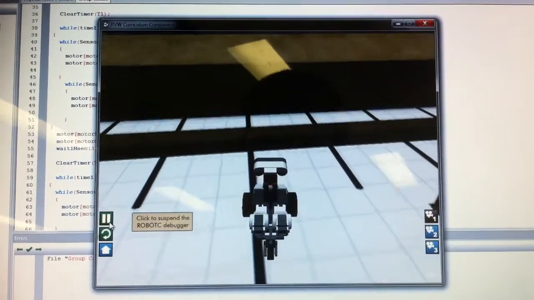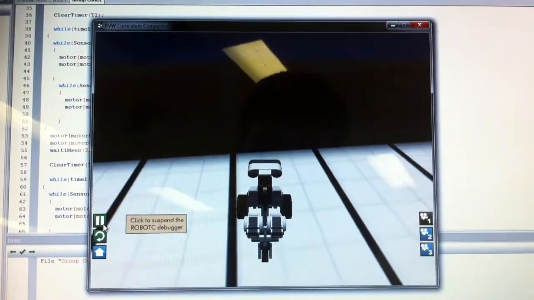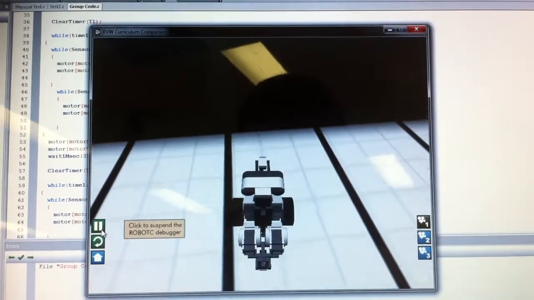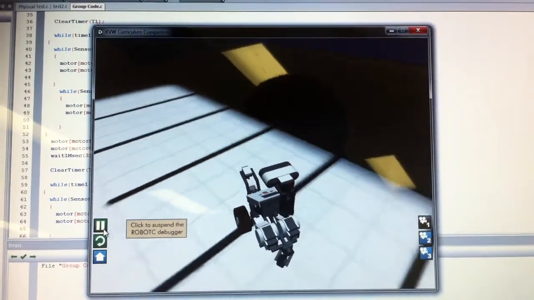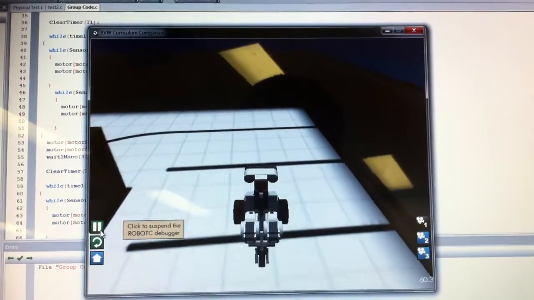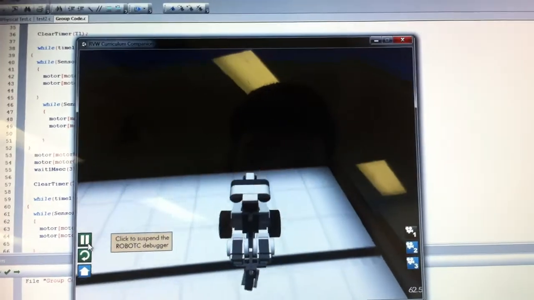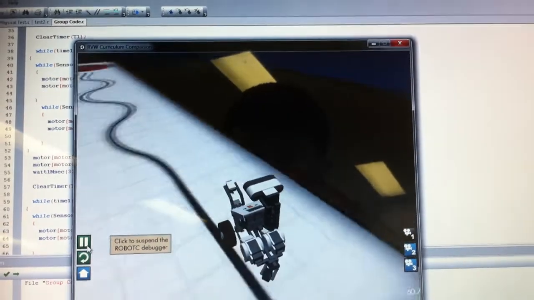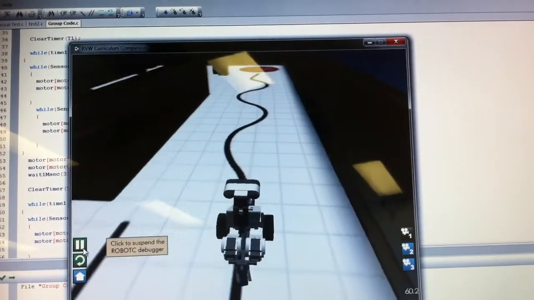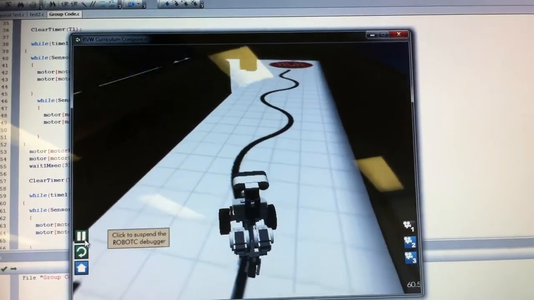Then drives forward until the ultrasonic sensor picks up. It then reverses and then turns to the left. Drives forward again until the ultrasonic picks up something 20 centimeters in front of it, reverses back, turns to the left. Now there it follows until it picks up the line, and then we'll continue to the end.